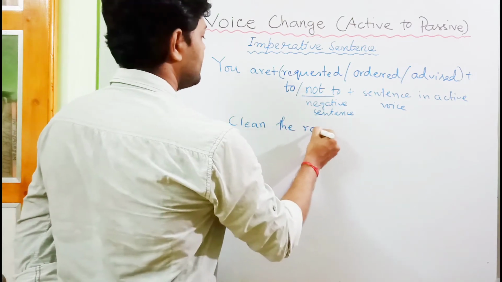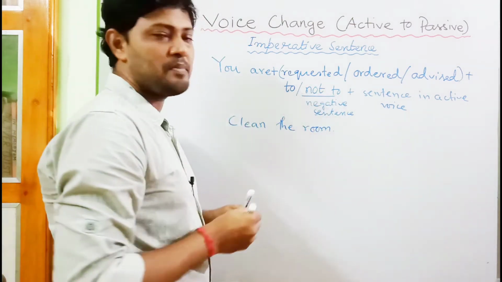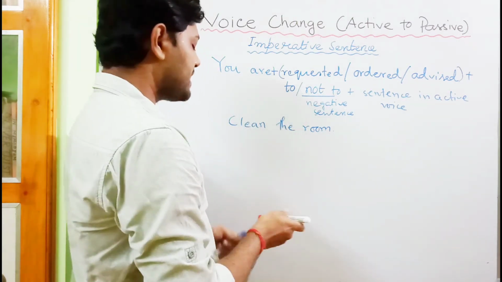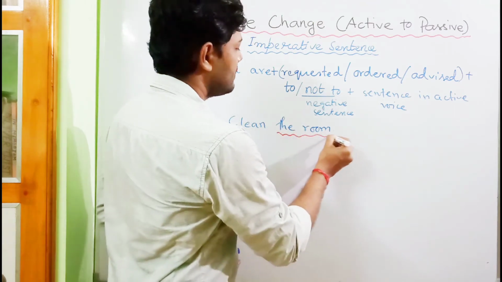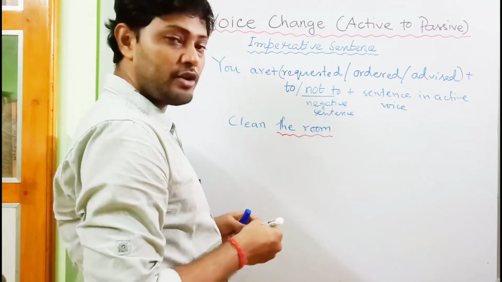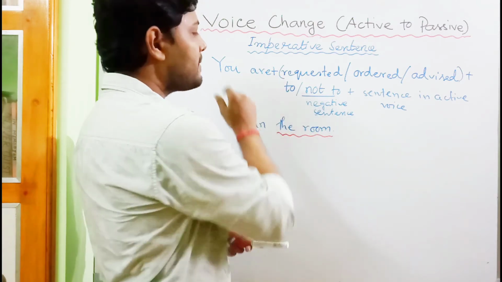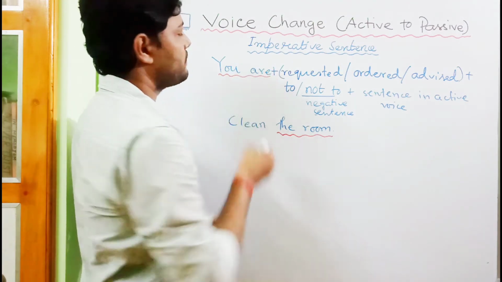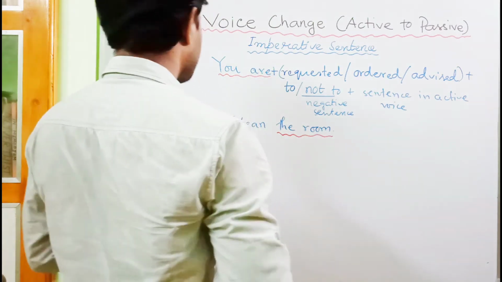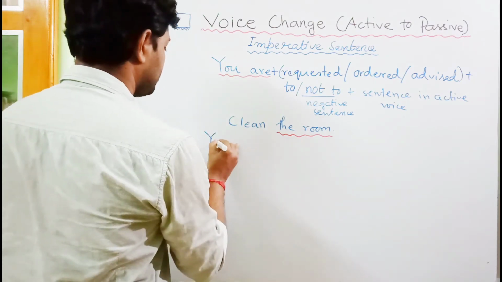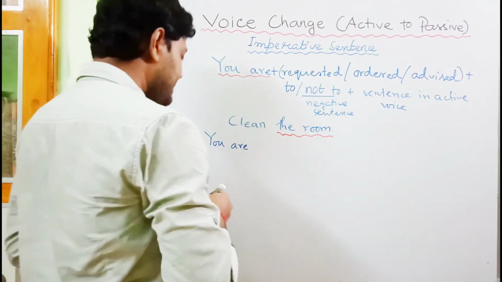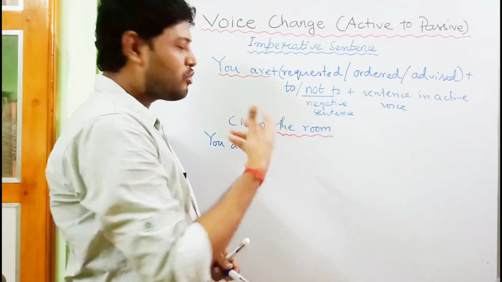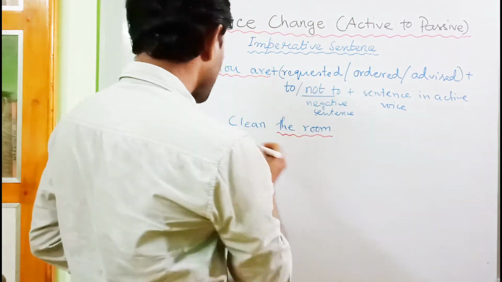Clean the room. It's an imperative sentence. It begins with "clean," a verb, and what is the object here? Obviously, the room. Now try to change the voice using this rule. First we have to write "you are." Let's start. You are. Then think whether it is a request, order or advice. It is most of the time an order. So we have to write here "ordered."